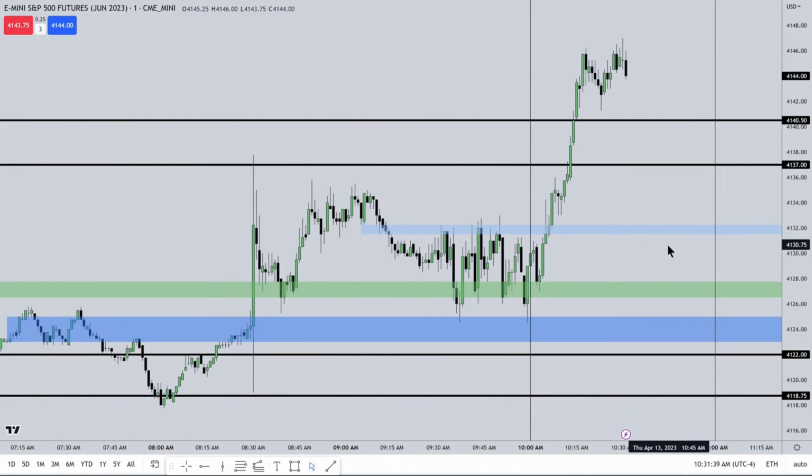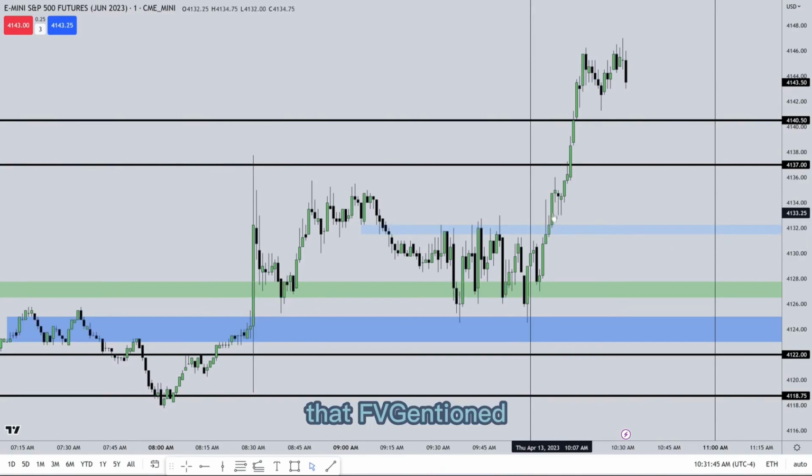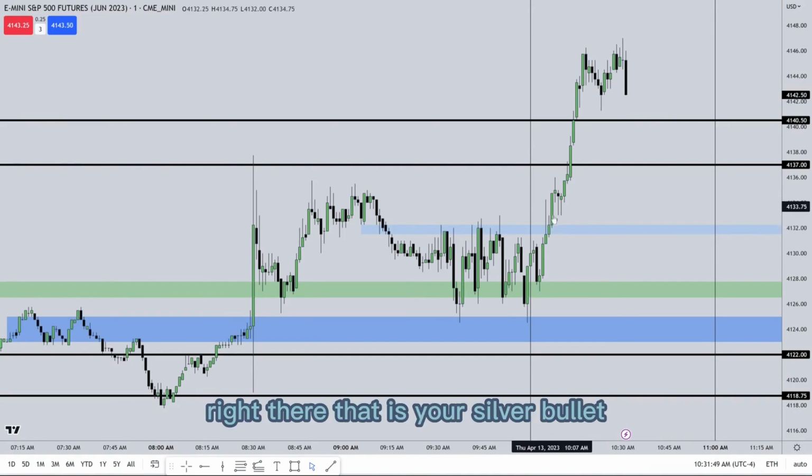What do you see? That fair value gap I mentioned, right there. That is your silver bullet.